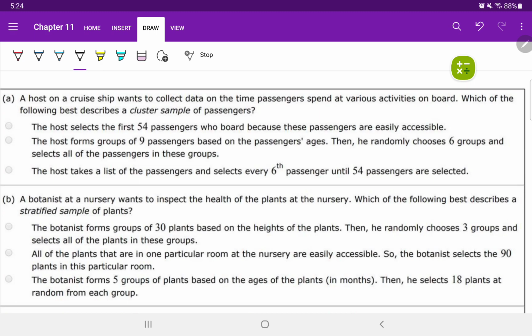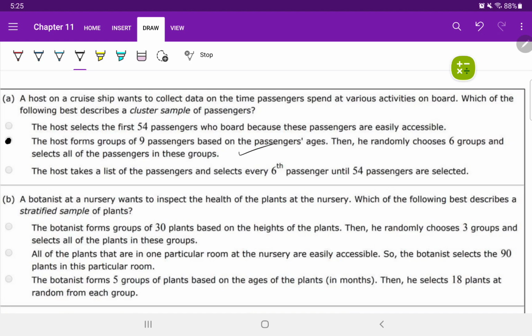Now remember, cluster sampling is to divide your population into groups, select a certain number of groups at random, and all members of those groups will be a part of your sample. So the answer to this question will be the second option. That is an example of cluster sampling. The host formed 9 groups based on the passenger ages. He randomly chooses 6 of those 9 groups, and he selects all those passengers who are in those 6 groups for his sample. That's why the second one is the answer.